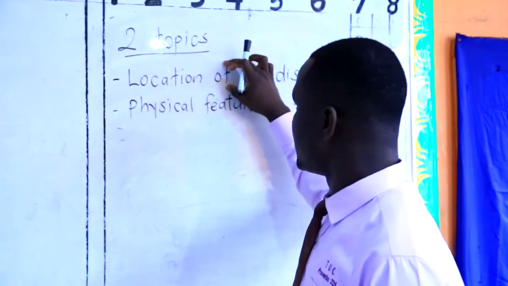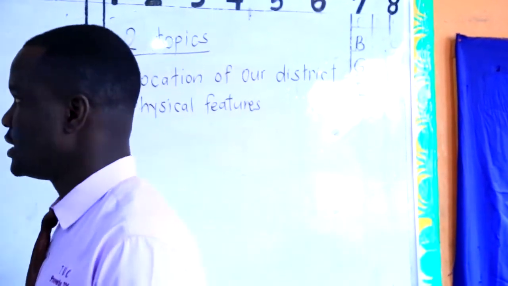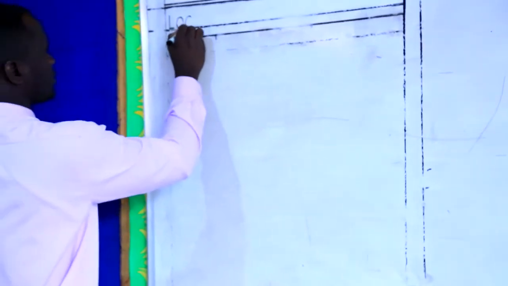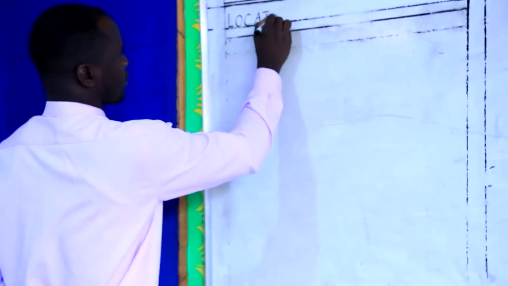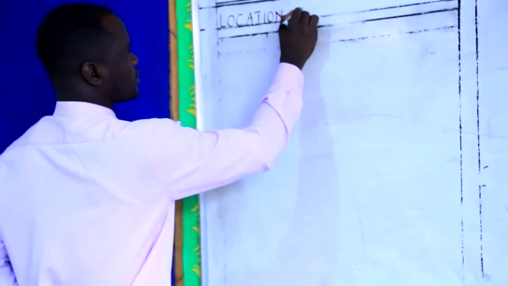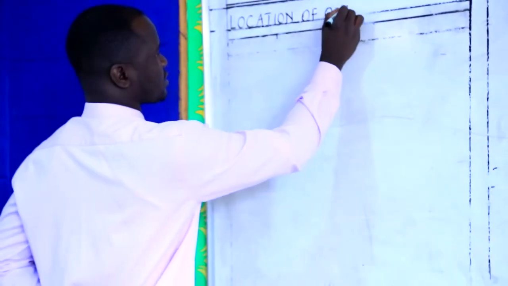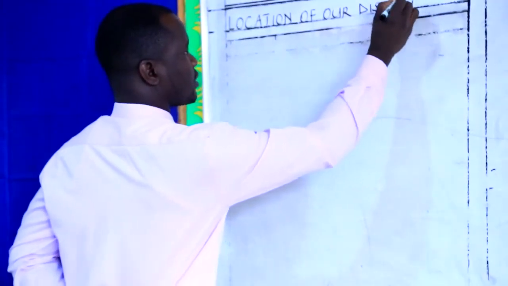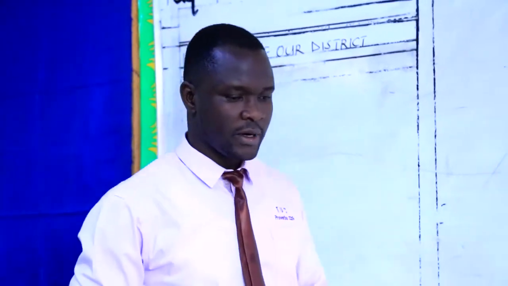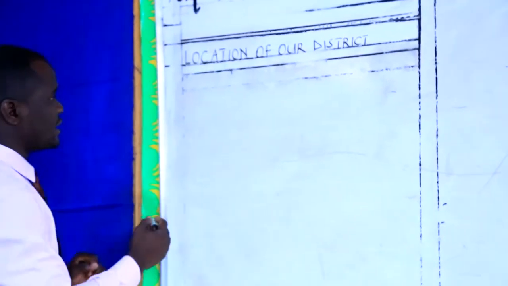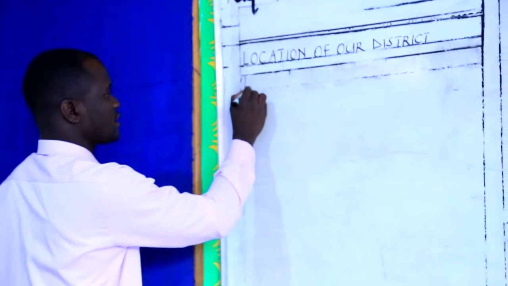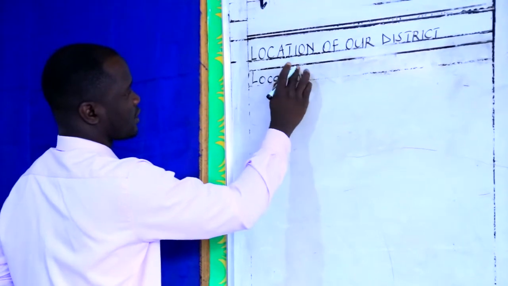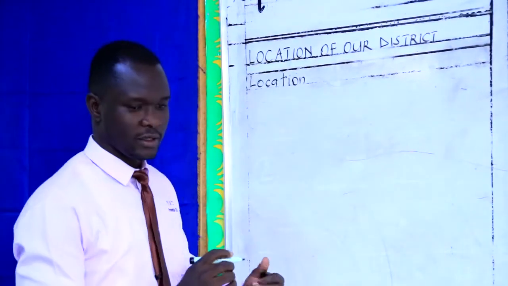So we are going to make this our topic of discussion, and we shall make our heading: location of our district. Now, when we are looking at location of our district, there is a word that we need to understand what it means, and that is the word location. We should be able to define the meaning of location.